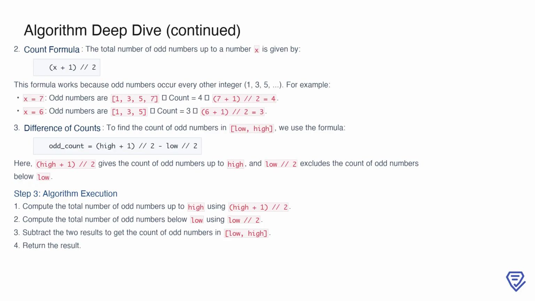With this formula, we can now calculate the count of odd numbers in any range, low to high, using the difference of counts: (high + 1) // 2 - low // 2. This works because (high + 1) // 2 gives us the total count of odd numbers up to high, while low // 2 excludes the count of odd numbers below low. To execute the algorithm, we simply compute both of these values, subtract them, and return the result.